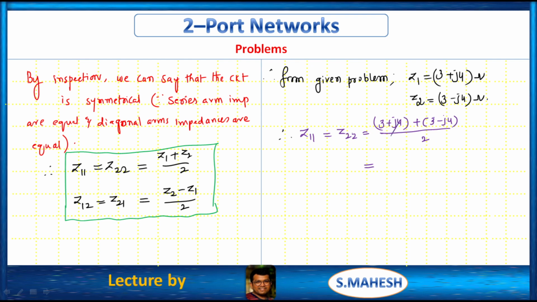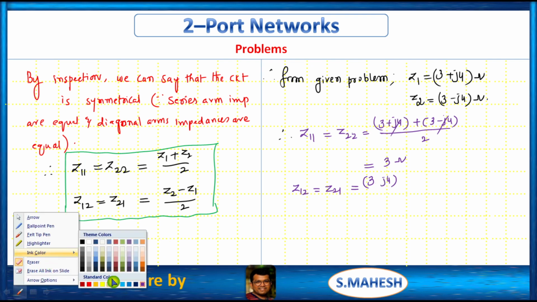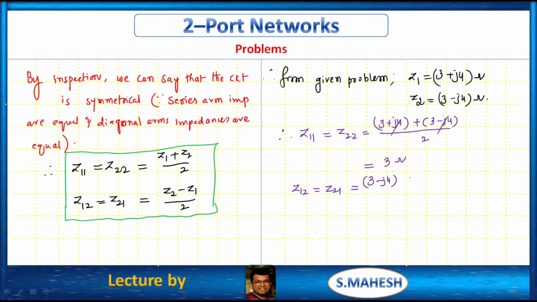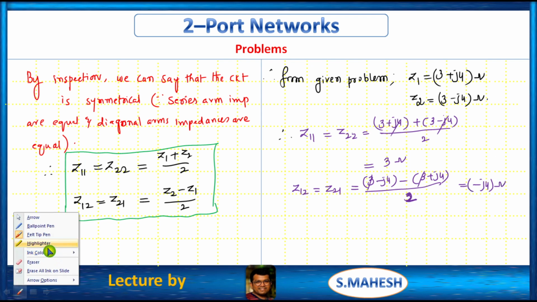From this we have 3 ohms. Like that, Z12, which is equal to Z21, which is equal to Z2 minus Z1, that is 3 minus J4 minus 3 plus J4 by 2. So 3 gets cancelled. From this we have minus J4 ohms, right?